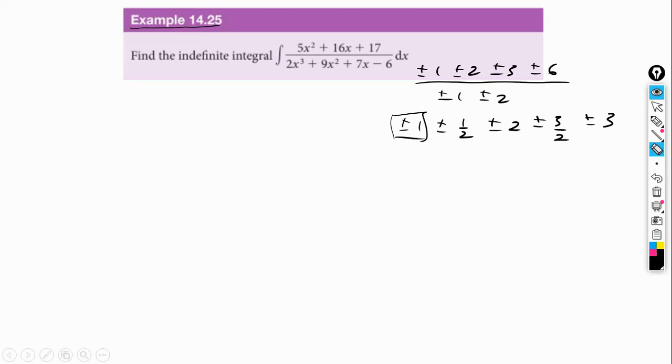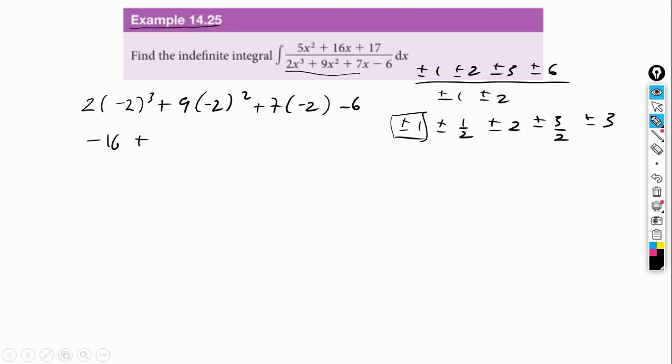2 won't work because then all of this would be positive here, and this would all be positive, and then just minus 6 won't work. So let's try negative 2, which I suspect will work. So let's do 2 times negative 2 cubed plus 9 times negative 2 squared plus 7 times negative 2 minus 6. So this is going to be negative 16 plus 36 minus 14 minus 6. And this obviously gives a 0. So that means that negative 2 is a zero.